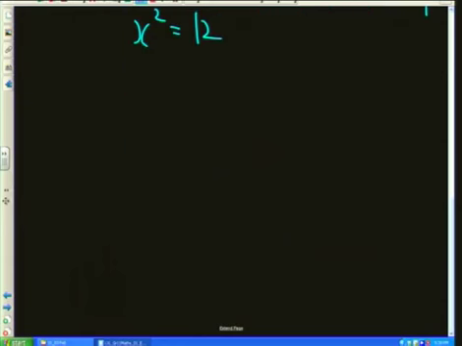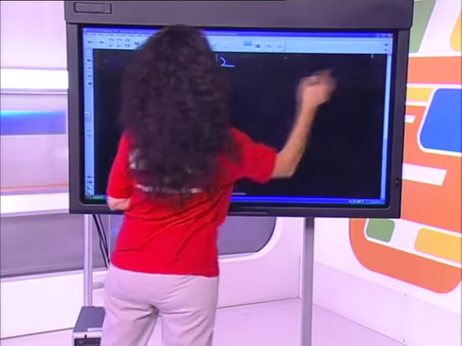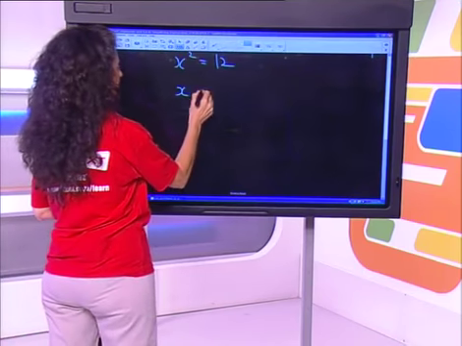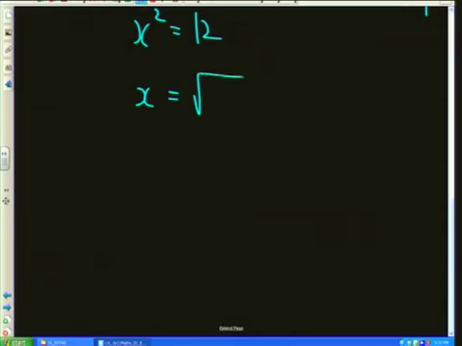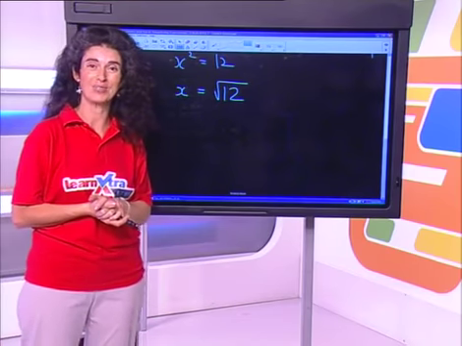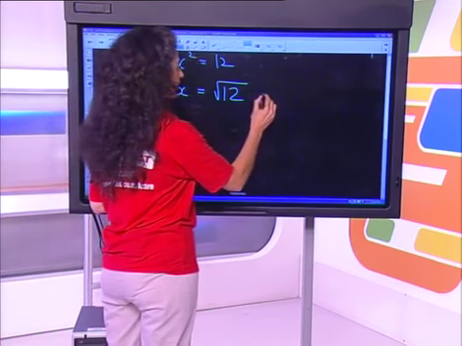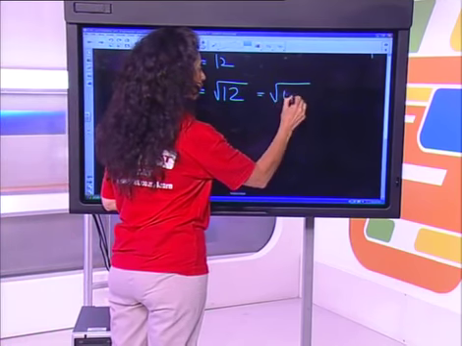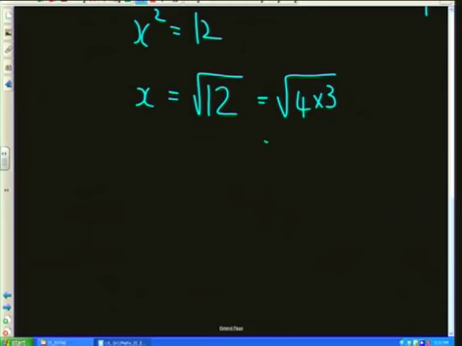So let's just get our work back. Okay. X squared is 12. So x is equal to the square root of 12. How do we get surds to be in simplest form? You need to extract any perfect squares that you see in those numbers. So the square root of 12 is the same thing as the square root of 4 times 3. So the square root of 4 times the square root of 3 would now give me 2 root 3.